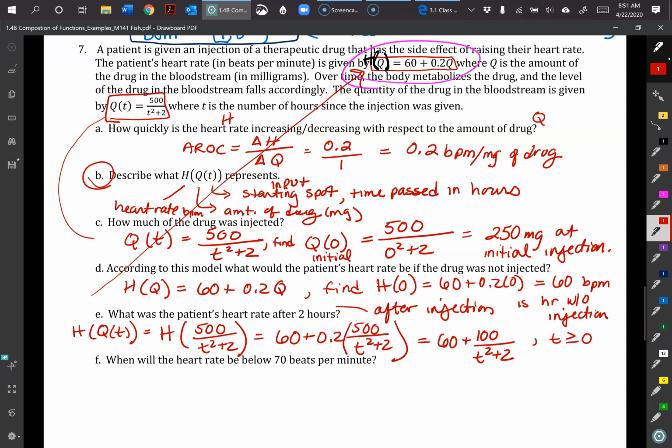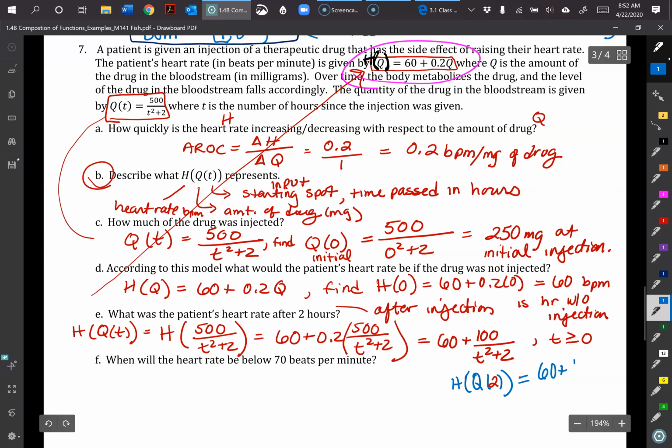So our T is 2, so we can just go ahead and plug that in. So we can find H of Q of T for any T. That's why we want to figure out these formulas. So I'm going to put 2 in there, and we would end up with 60 plus 100 over 2 squared, which would be 4, plus 2 is 6. So we have 100 over 6.